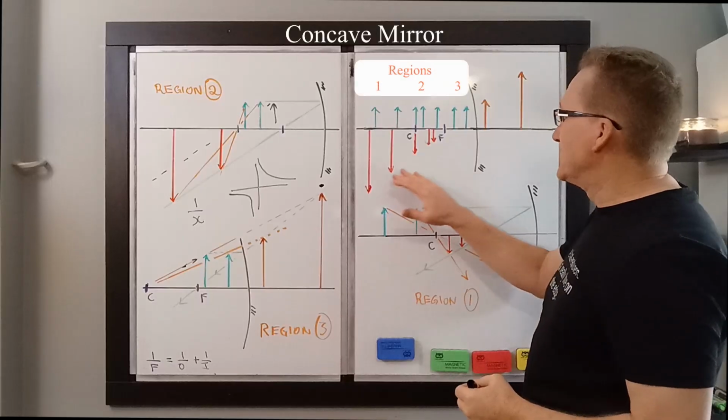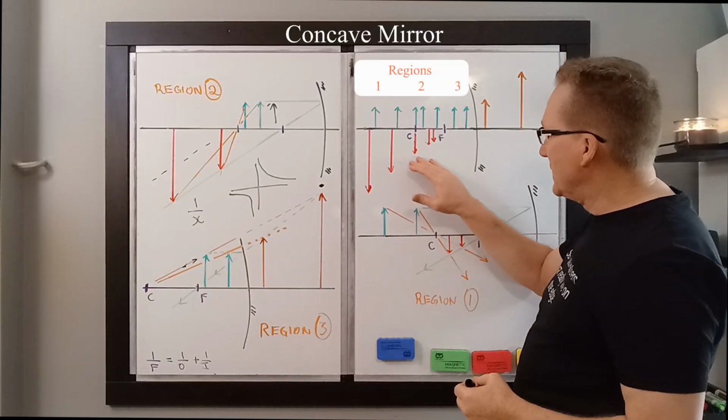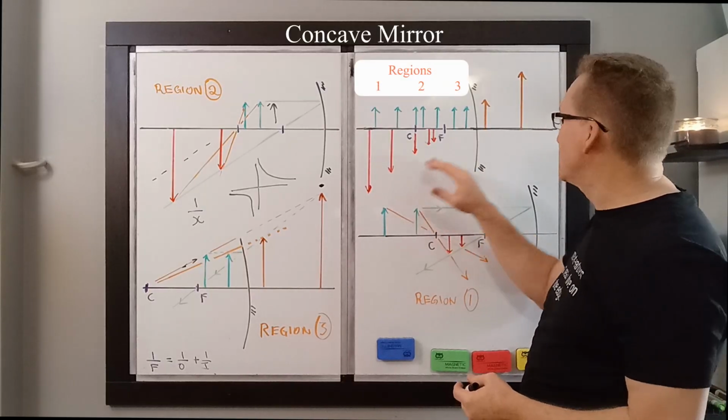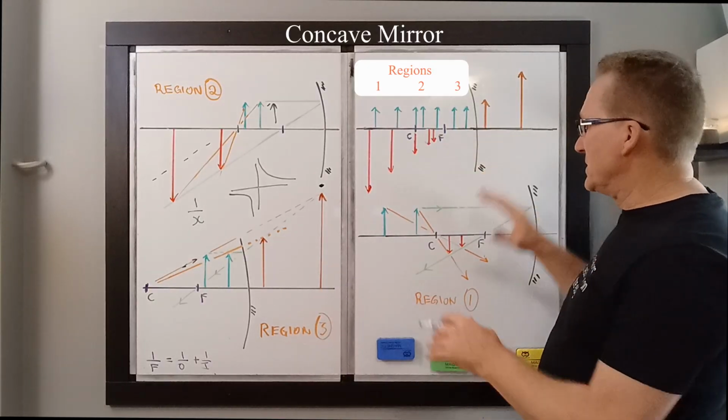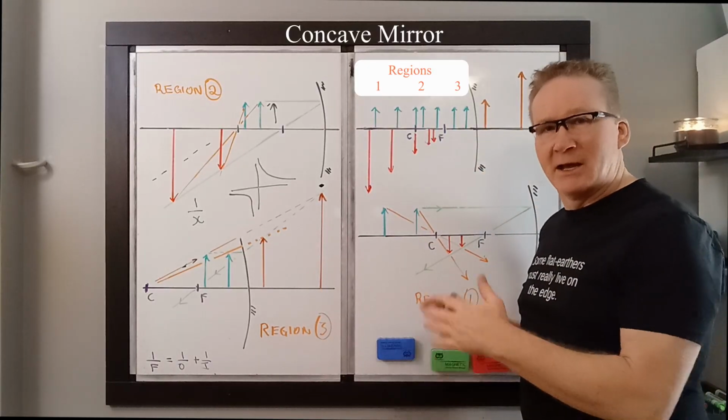So what I've done here is I've summarized all of them. All these red ones are real images. All these brown ones here are virtual images. This summarizes these three different locations.